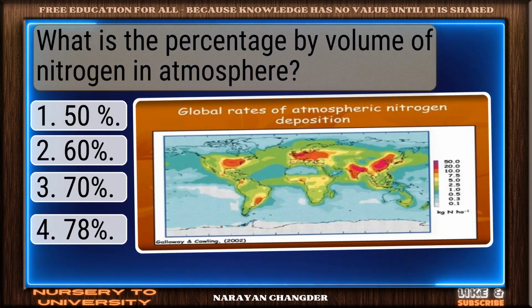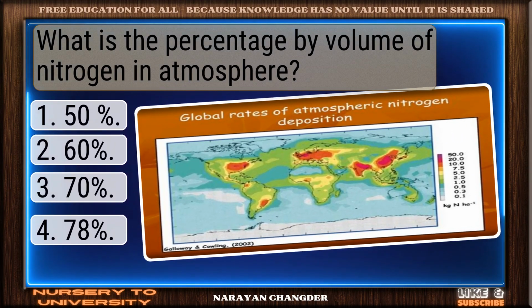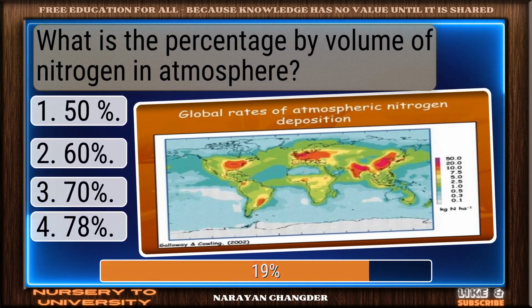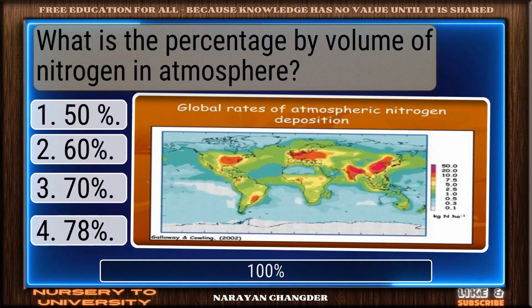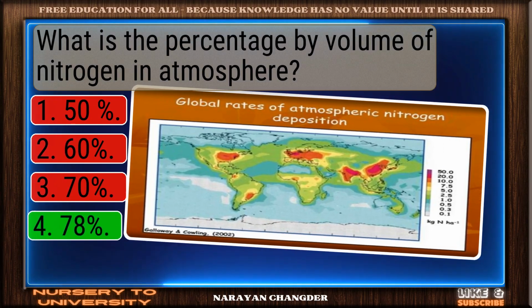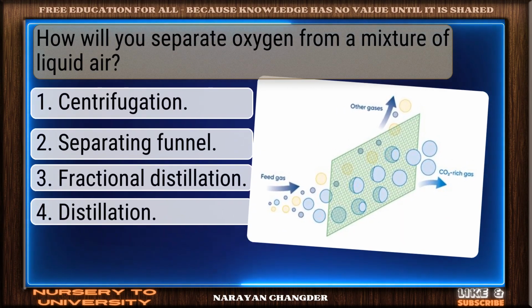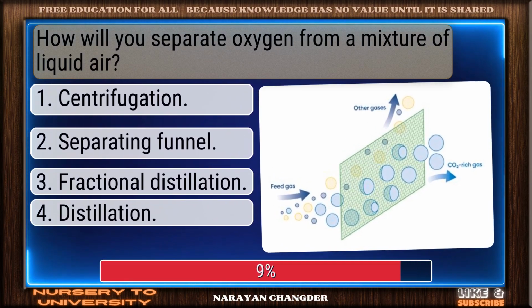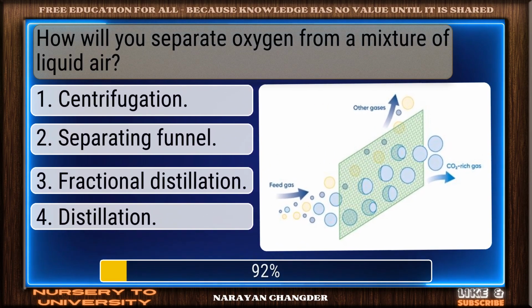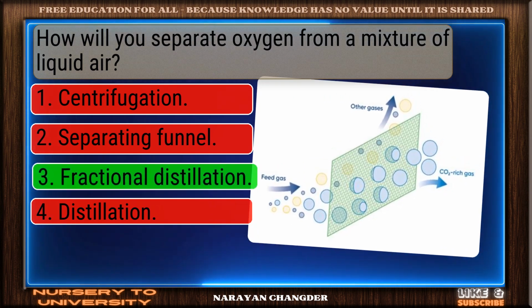Question number 144. What is the percentage by volume of nitrogen in atmosphere? Strong choice. 78% is the right answer. Question number 145. How will you separate oxygen from a mixture of liquid air? You got it. Your choice, fractional distillation, is right.